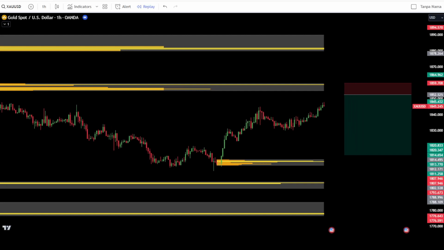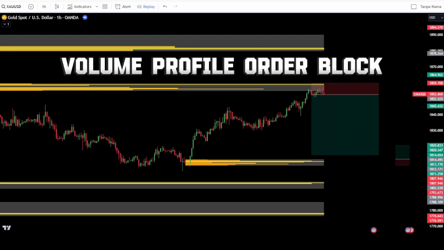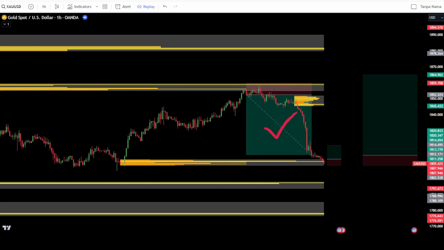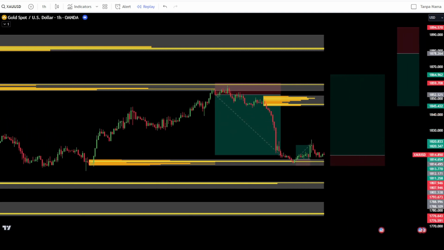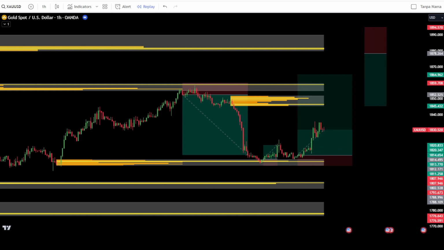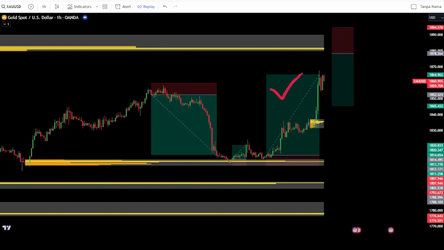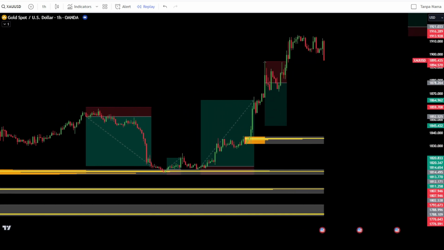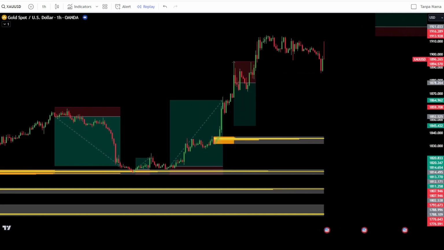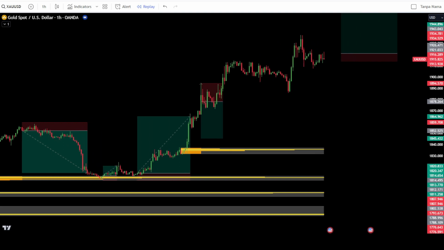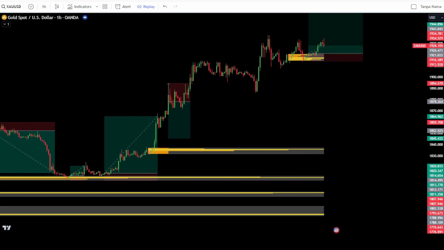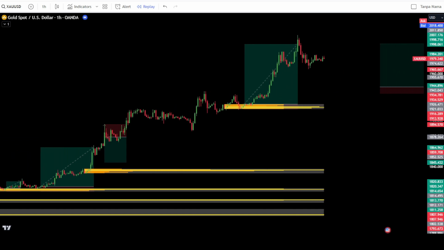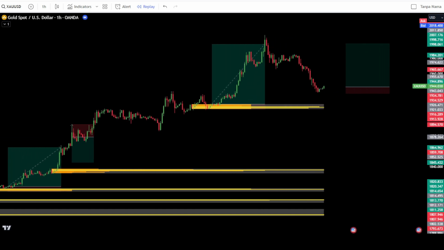In this video, we will discuss a trading strategy using the volume profile order block, utilizing one of the best indicators on TradingView. This trading strategy is versatile and can be applied across all markets, including Forex, crypto, stocks, and others. Additionally, it is suitable for all time frames, ranging from scalping and day trading to swing trading. We will explain 3 methods of implementing this trading strategy, so be sure not to miss this video.